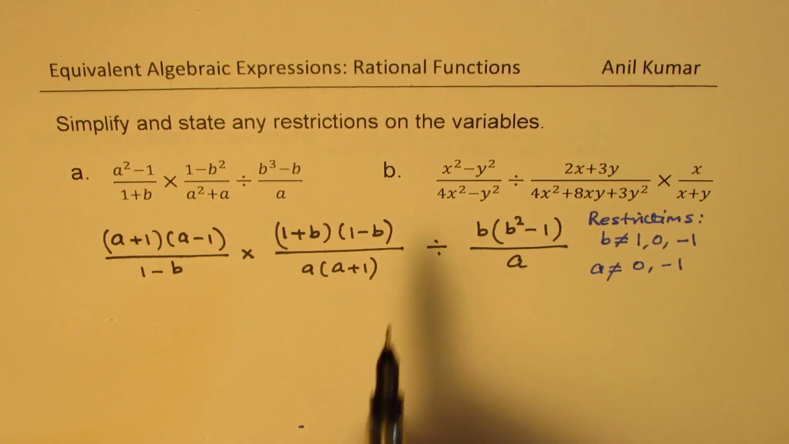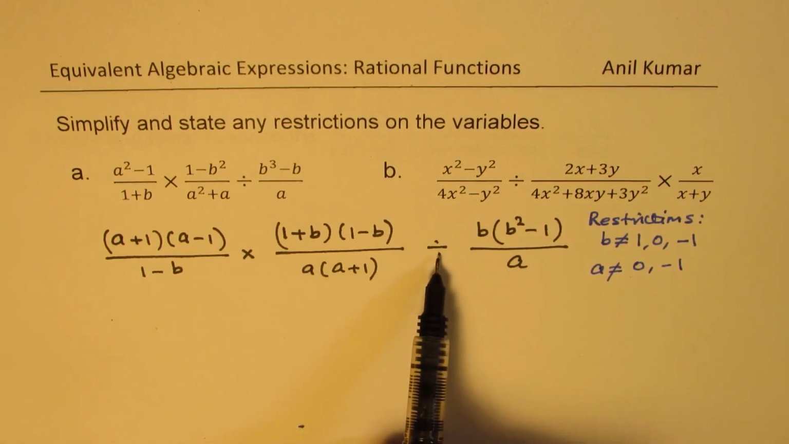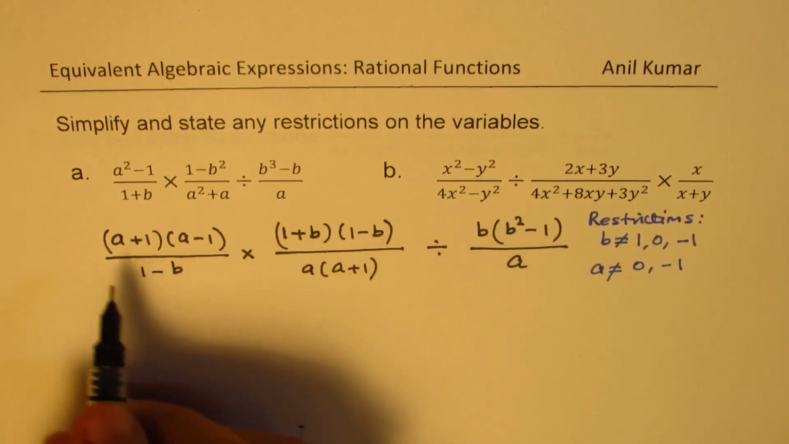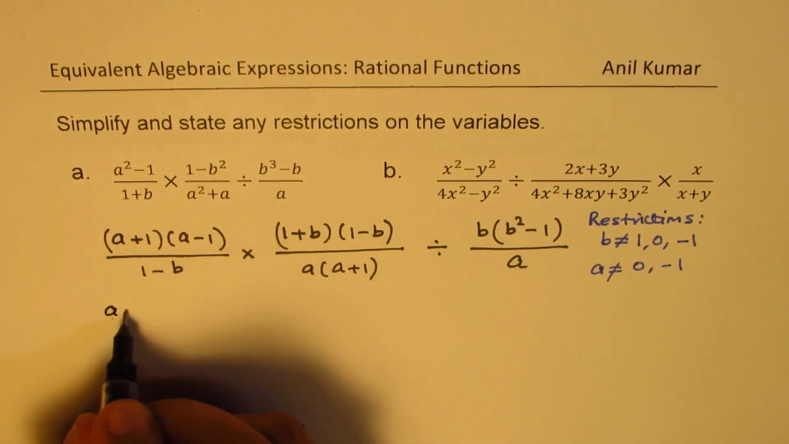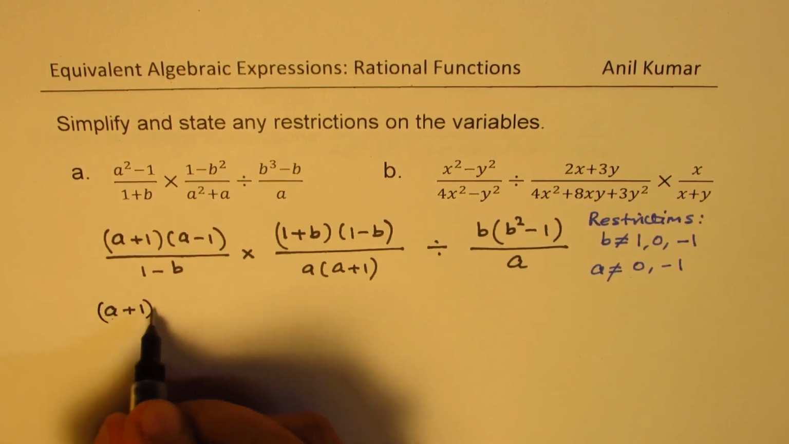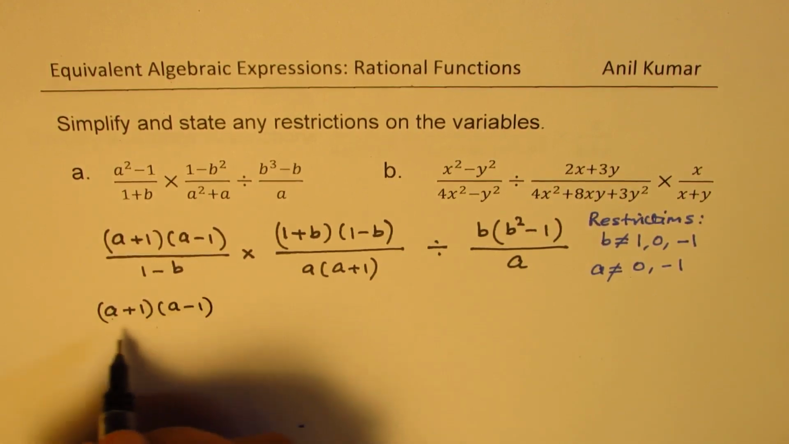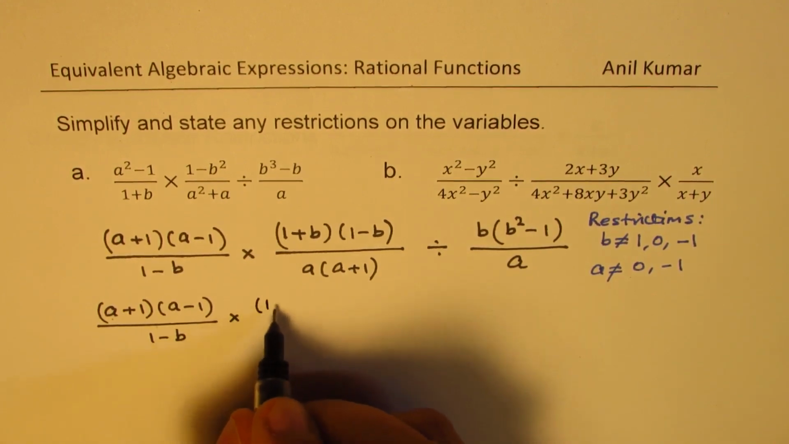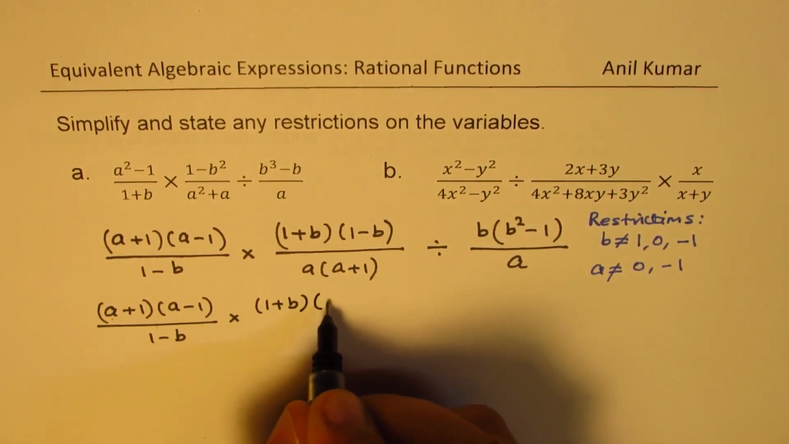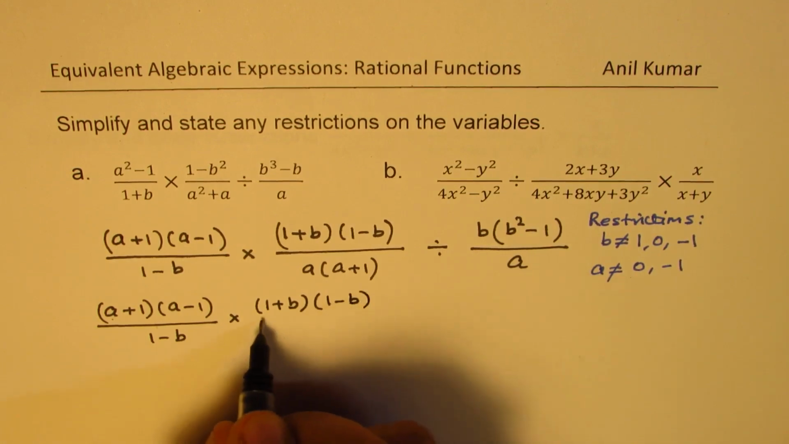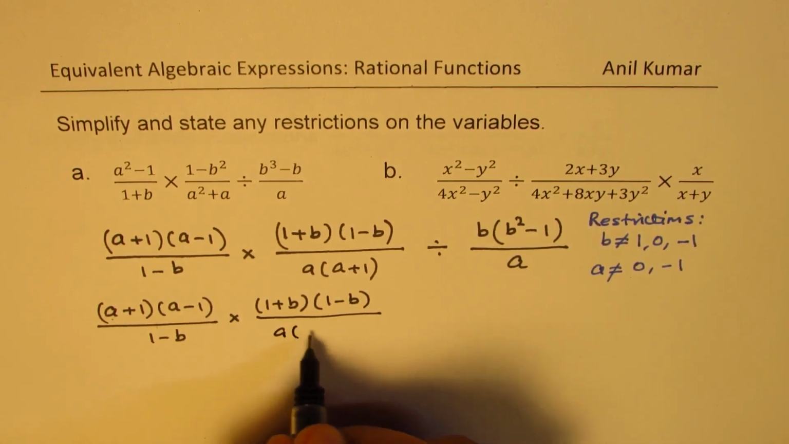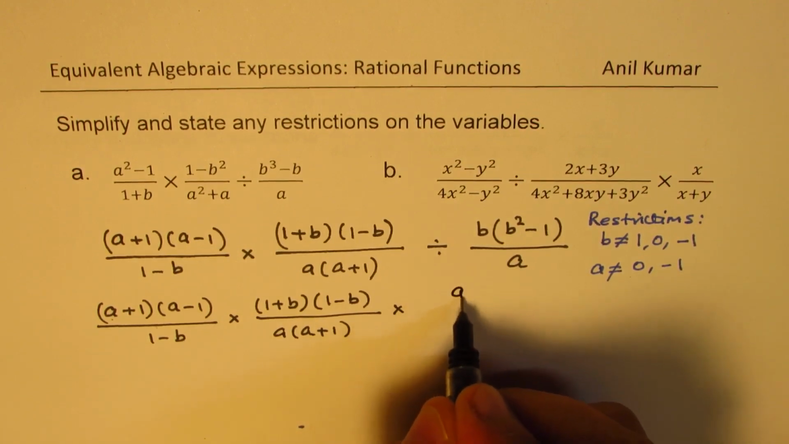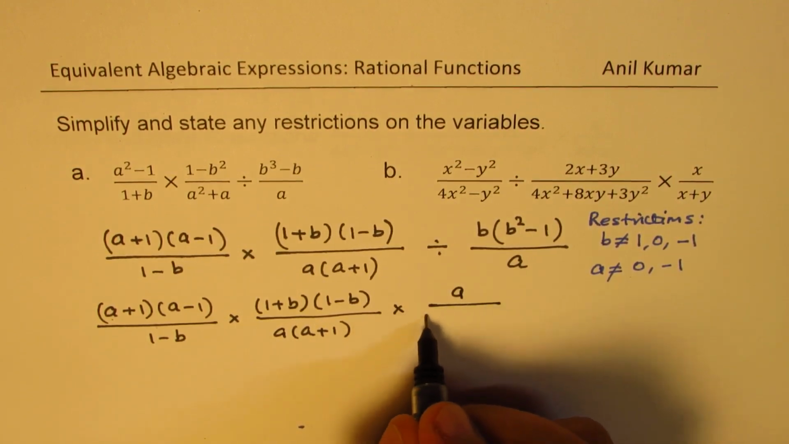Now, multiplication should be used for division. So we'll rewrite all this and then cancel the common factors. So what we get here is (a plus 1) times (a minus 1) over (1 minus b) times (1 plus b) times (1 minus b) over a times (a plus 1), multiplied by a over b.